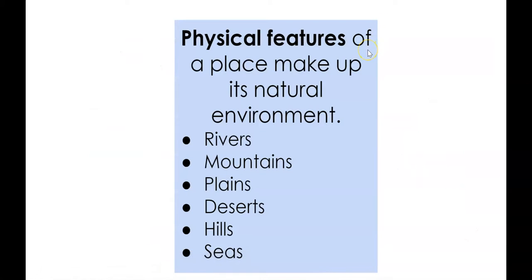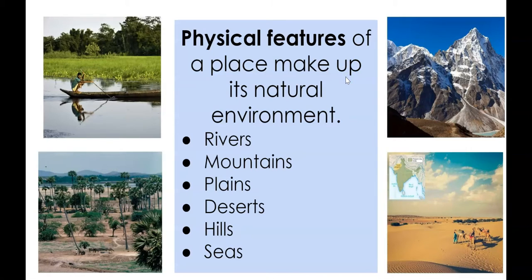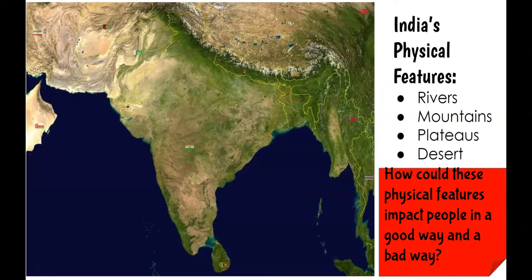So let's do a quick recap. Physical features of a place make up the natural environment. These can be things like rivers, mountains, plains, deserts, hills, and seas, and they impact the way people live. So they can impact them in both good ways and in bad ways. Some of India's physical features are mountains, rivers, plateaus, and deserts. So I want us to think for just a moment, how could these physical features impact people in a good way and a bad way?